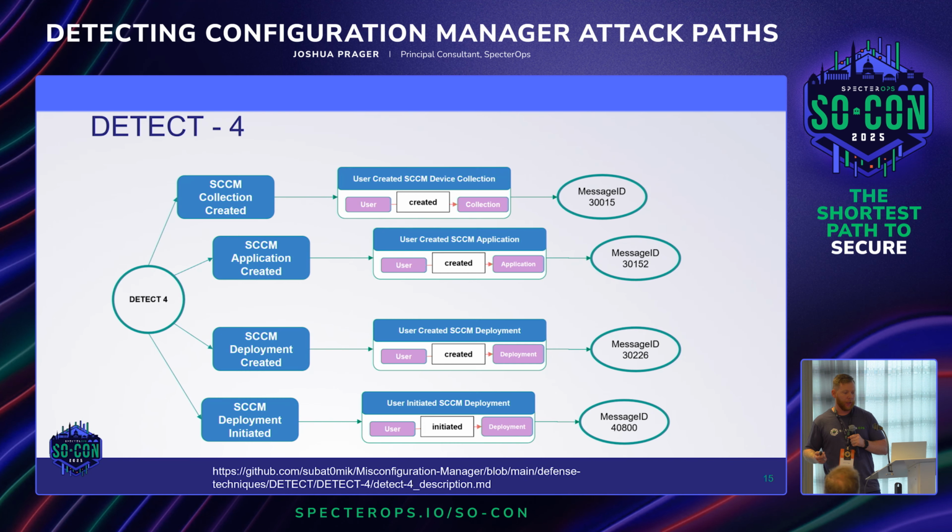But essentially what we have here is 4 different message IDs that we can use. So we can do a composite event where we aggregate these together and try to identify anomalous packages being deployed from a defensive standpoint.